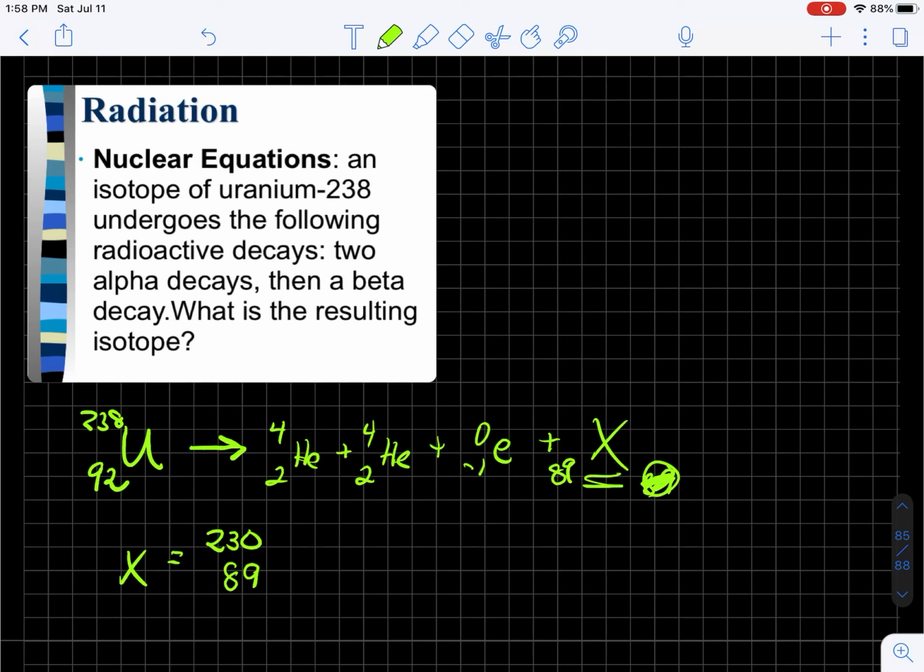Again, this will be 89, and then we're going to add it to 4 for 93, and then we're going to subtract 1 for the beta particle to get 92. So 89 is the correct answer. And then we look up 89 on the periodic table, and we get some stuff, some things. Actinium.